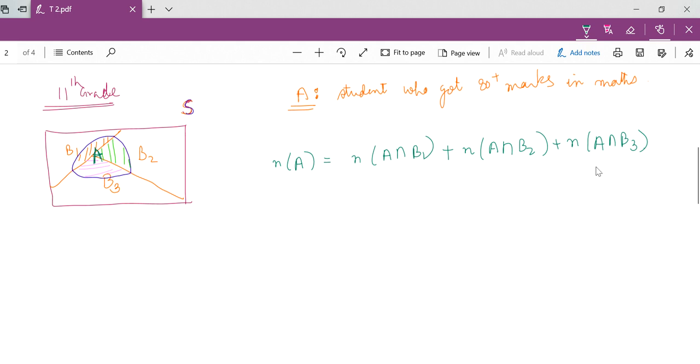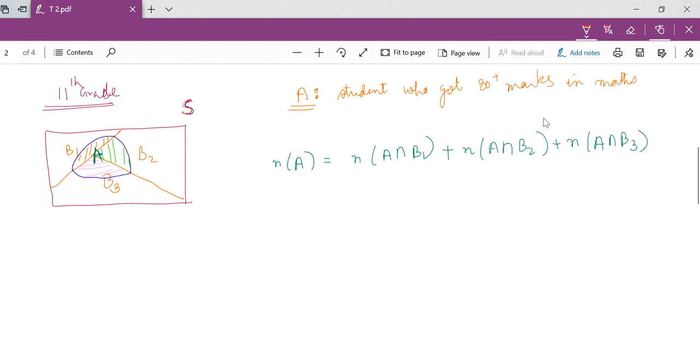And you understand why you are adding, right? Because these are all disjoint sets. A intersection B1 is disjoint from A intersection B2, which is disjoint from A intersection B3. So they don't have any students in common. So we are going to add them.